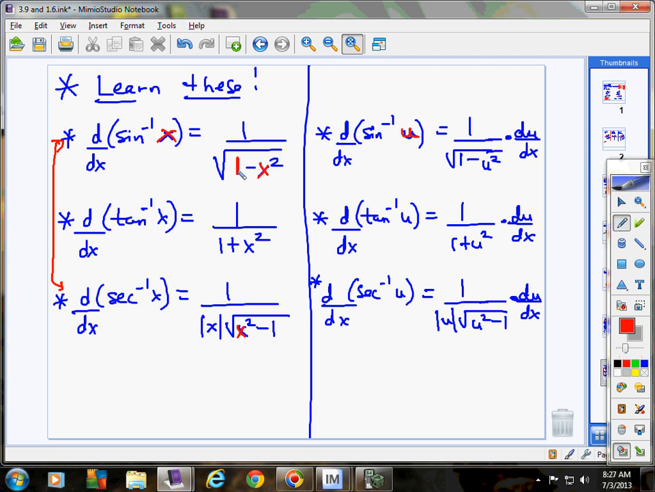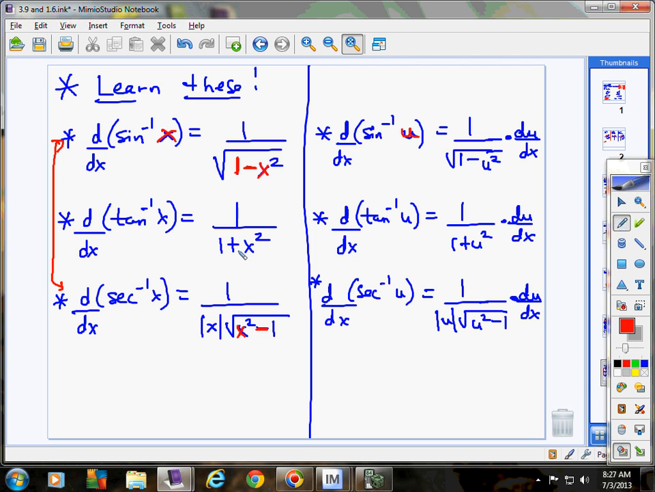So inverse sine is number 1. It has a 1 first under the radical, so that means inverse secant has its 1 at the end. Both of them are negative. Inverse secant has an extra x out front. That's the only difference in those 2. Inverse tangent's the easy one because it has no radicals. It has no negatives. It's just 1 over 1 plus x squared.